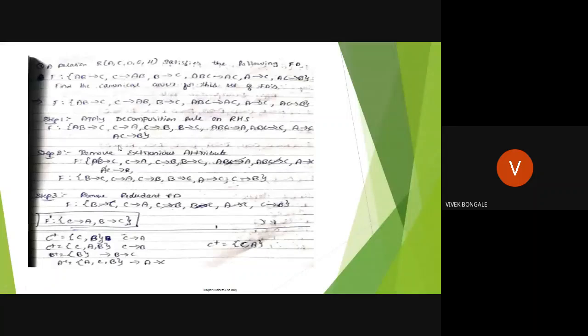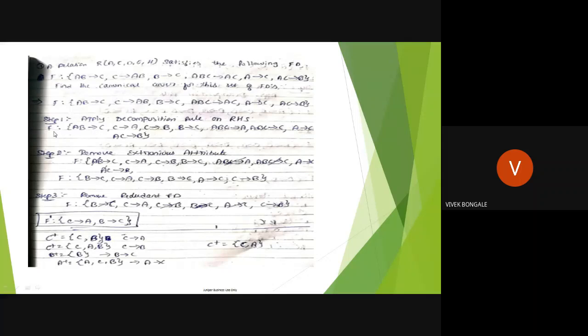This is the first step. What is the first step? We have to see that the right hand side attribute should have only a single value. To make that, we have to apply the decomposition rule. So after applying the decomposition rule on this given functional dependency, we got this as the result.